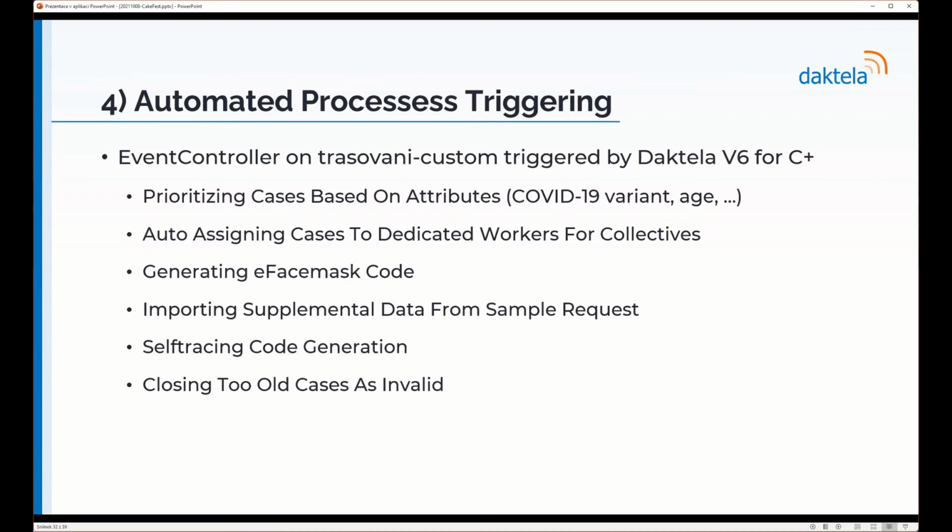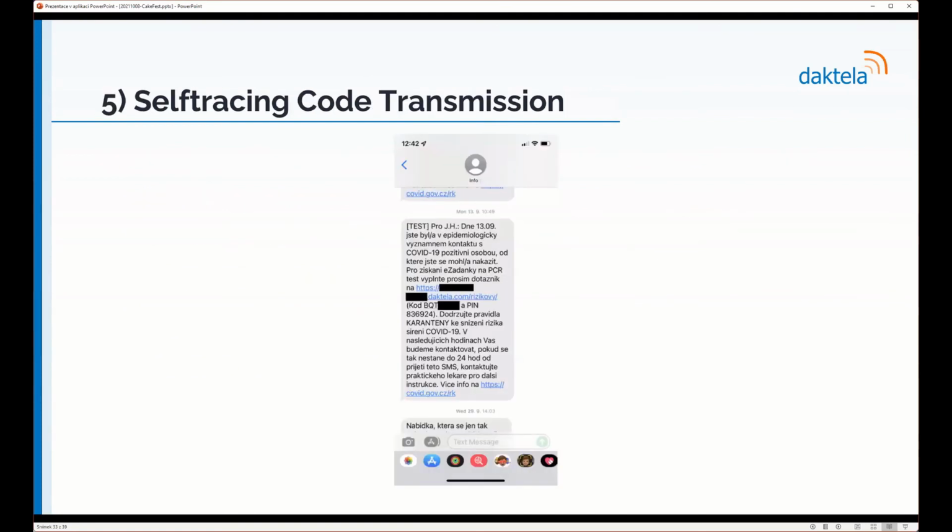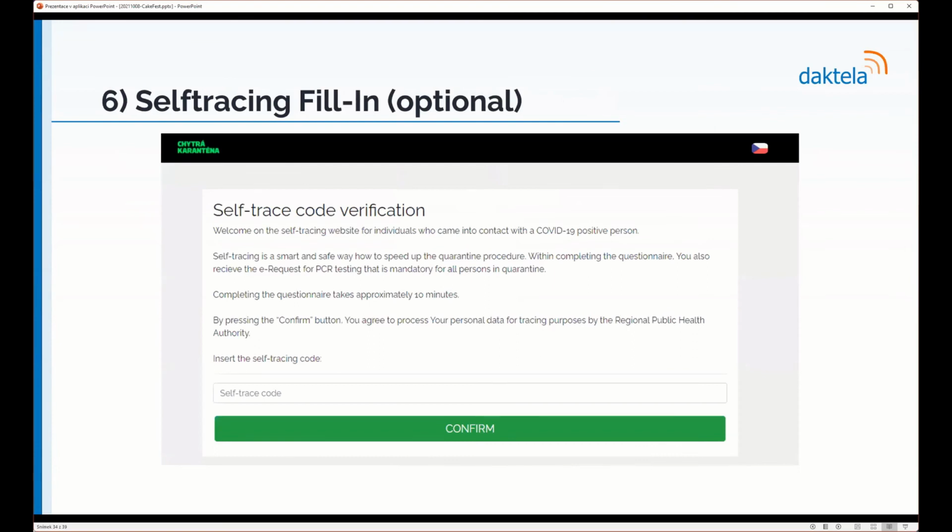We would import more information from different medical systems. You would automatically be sent a self-tracing code or we would apply some other rules. The fifth step would be that you would receive the self-tracing code, which is like a text message that contains the information about your positivity or that you've been part of the contact tracing, that you've been probably infected. You receive a deep link to the application, to the self-tracing, and you can enter the code and PIN to fill in the form. This is just an optional step.